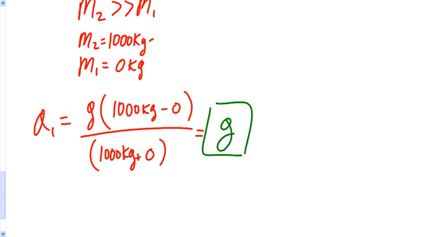So the Atwood machine makes perfect sense because if the masses are equal, we get an acceleration of 0. And if we have one mass that's really heavy and one mass that's basically nothing at all, that's basically just like an object free falling. And if an object's free falling, it should free fall at the acceleration due to gravity. And we just showed that yes, it does fall at the acceleration due to gravity, G.